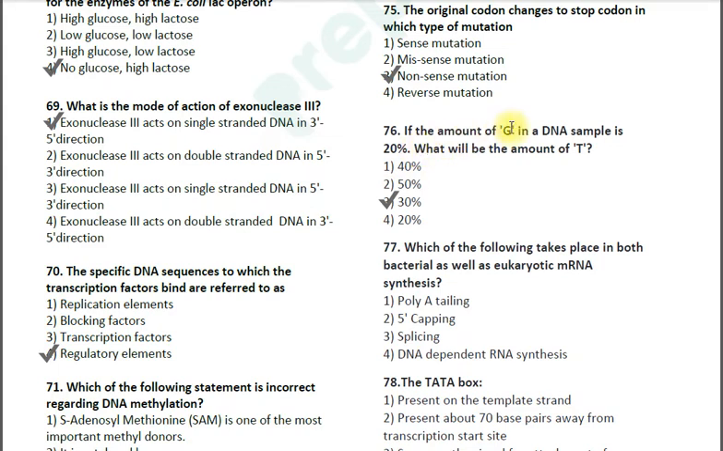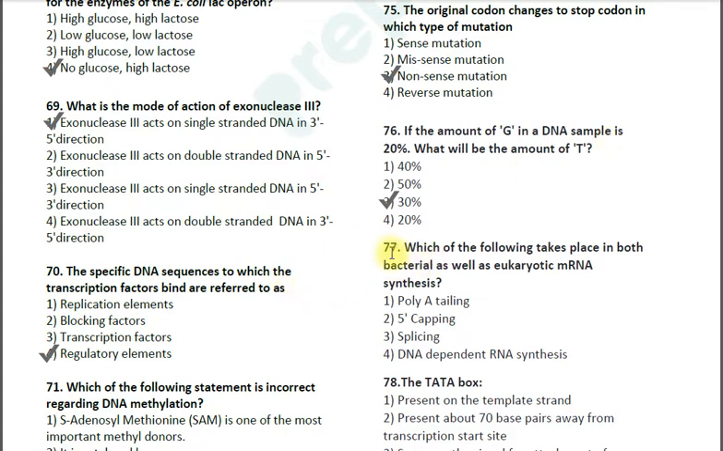When G is 20%, C is also 20%. So G 20 and C 20 make 40%. 100 minus 40 will be A and T. So 100 minus 40 is 60. Out of 60, half of 60 is A and half of 60 is T. So half of 60 is 30. So T is 30% and A is also 30%.